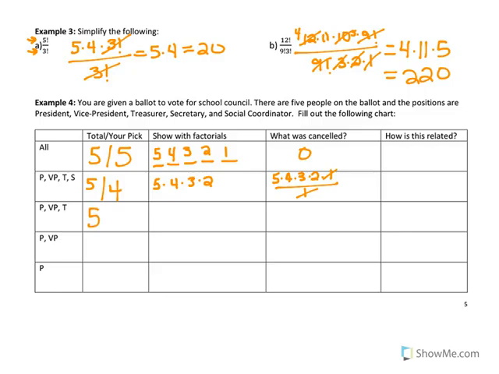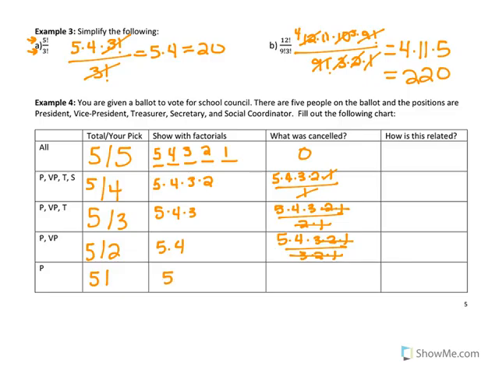We have 5 things to pick from, and we're picking 3 of them. So we have 5 times 4 times 3. What we needed to cancel was 2 times 1 to get to that. With 5 and 2, we have 5 times 4. We needed to cancel 3 and 2 and 1. And last one, if I have 5 and 1, I have 5. I had to cancel 4, 3, 2, 1.